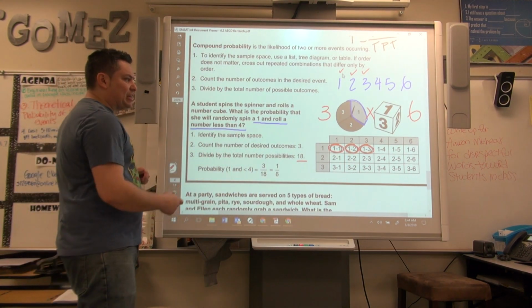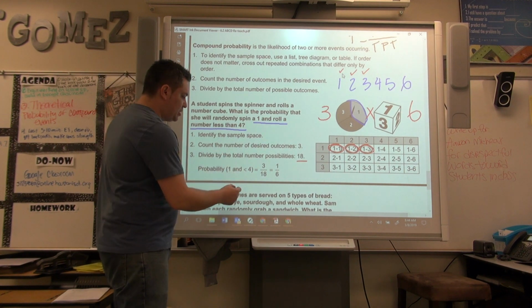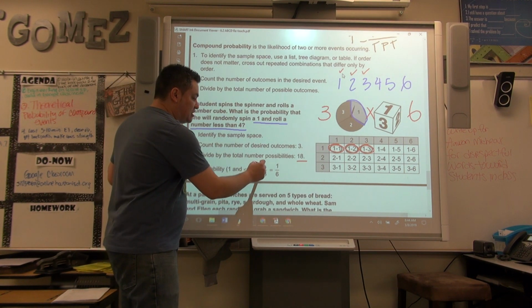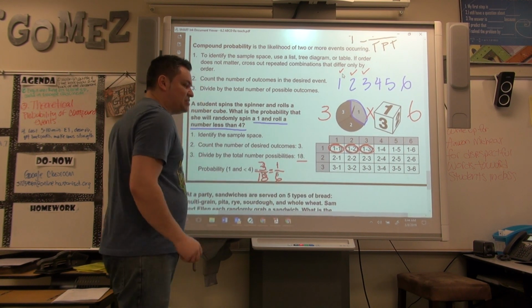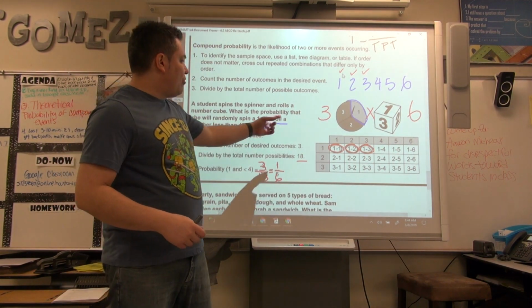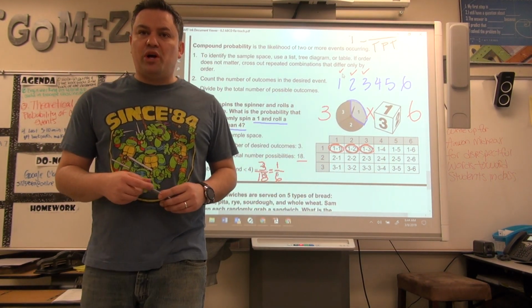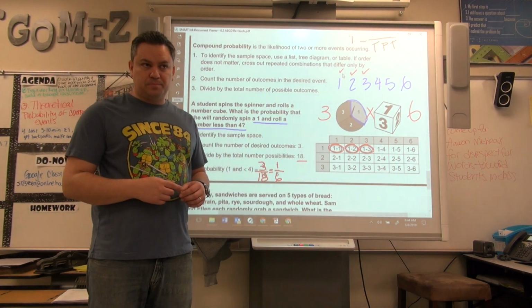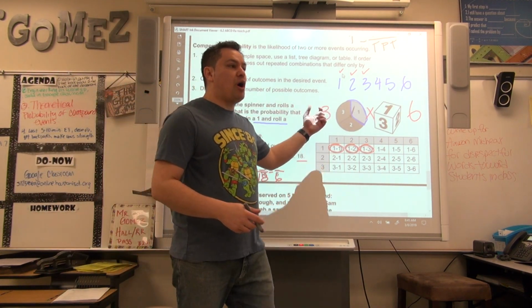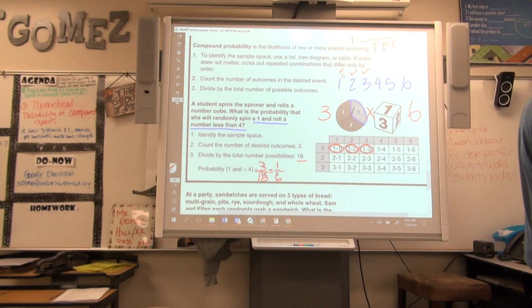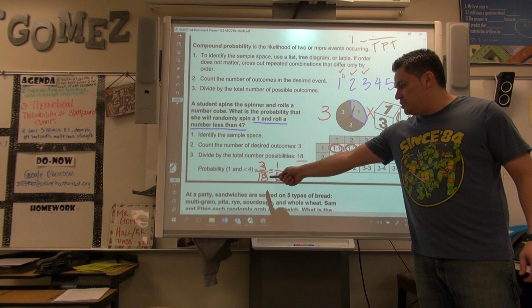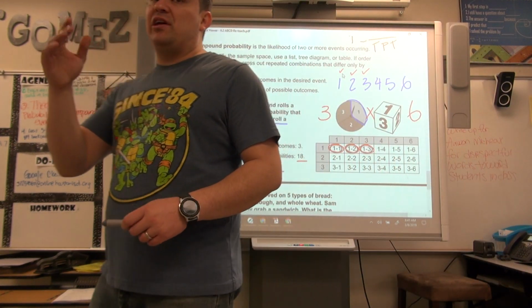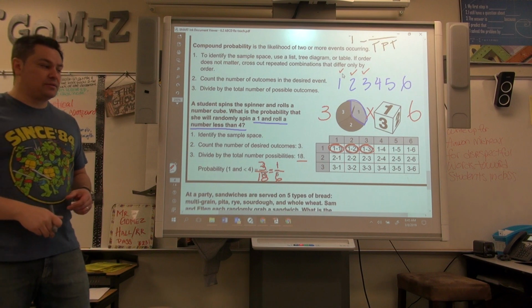Now, how many possibilities is that? 3 out of 18. 18, which is right here. Then the last step will be to simplify that, and that'll be 1/6. So the probability of spinning a 1 and rolling a number less than 4 will be 1 out of 6. Remember, first find the probability for the spinner, find the probability for the dice, and multiply those to get the total possible outcomes, which is the 18 right there. So we find the probability for each event and then multiply it together.